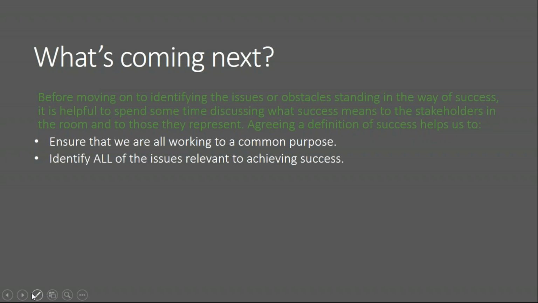And really being clear about what our definition of success is helps us to make sure that we're all working to a common purpose right from the beginning, and also to make sure that when we're thinking about the obstacles to achieving success, we really do a thorough job of identifying the issues to all of the things that we care about as a group.